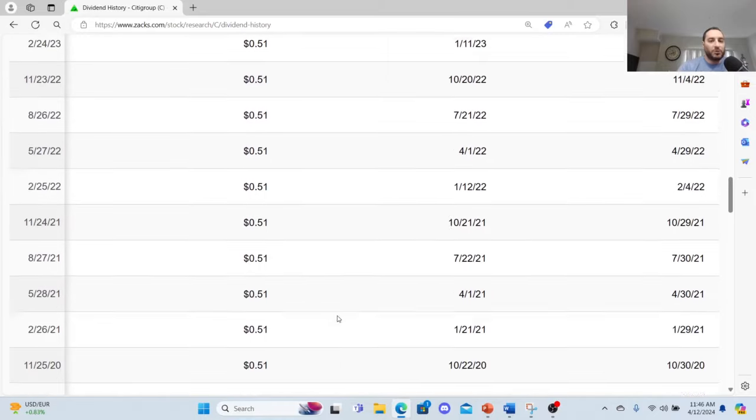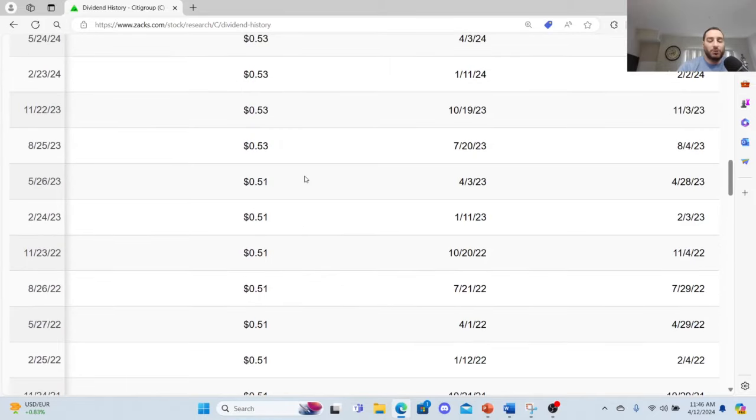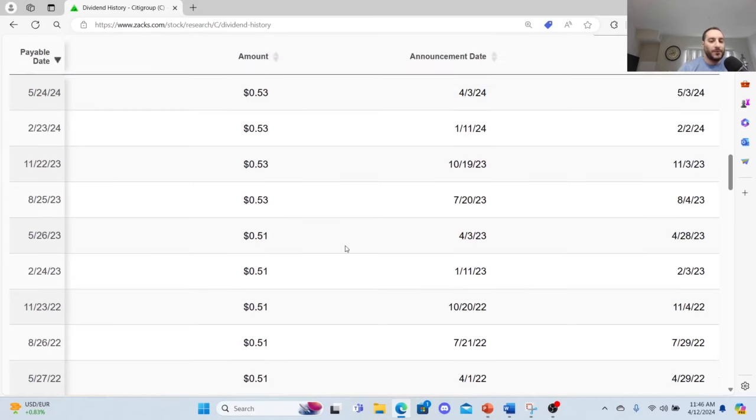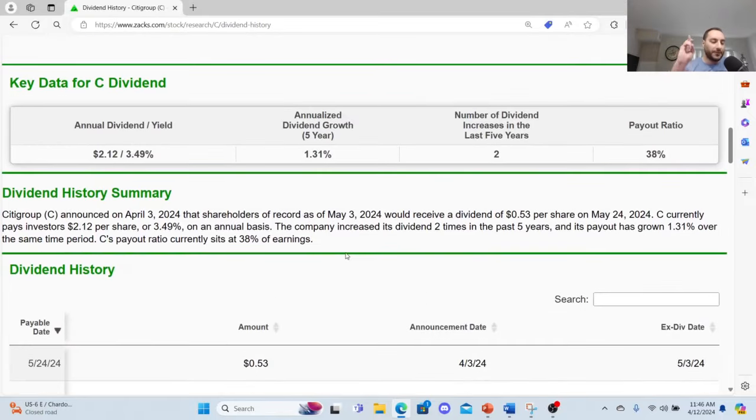Little stagnant from 2019 to 2023. I'm going to blame the pandemic, but guess what? They just hiked their dividend. Their earnings report is really good. So in 2023, 2024, 53 cents. I'm hoping, fingers crossed, there's no guarantees, but I'm hoping there's a dividend hike soon.